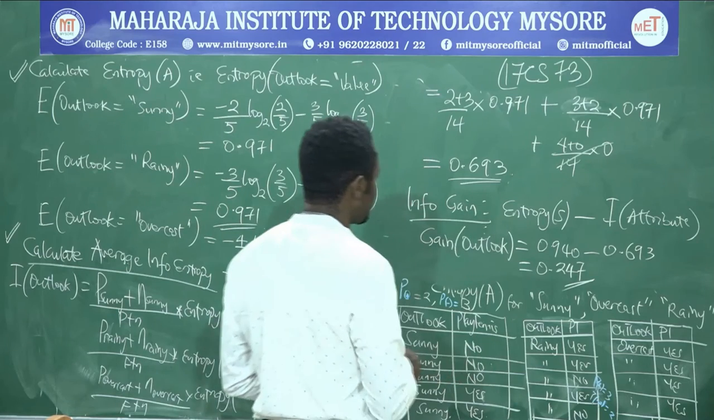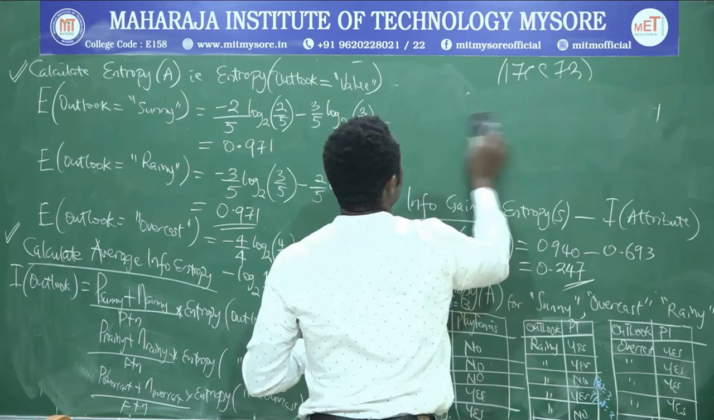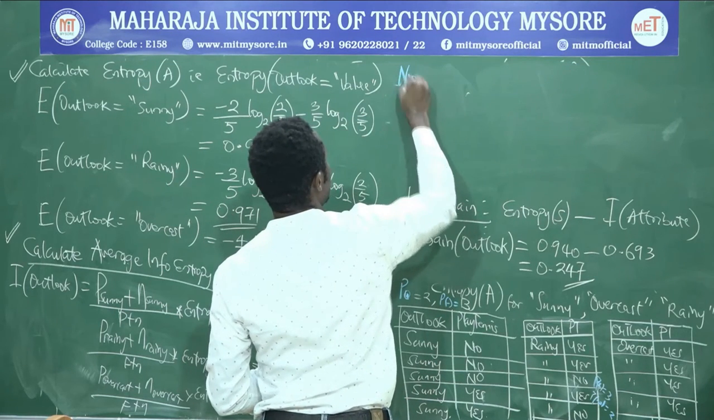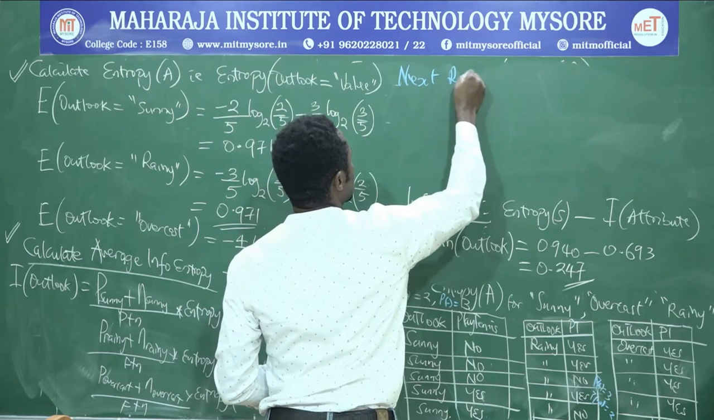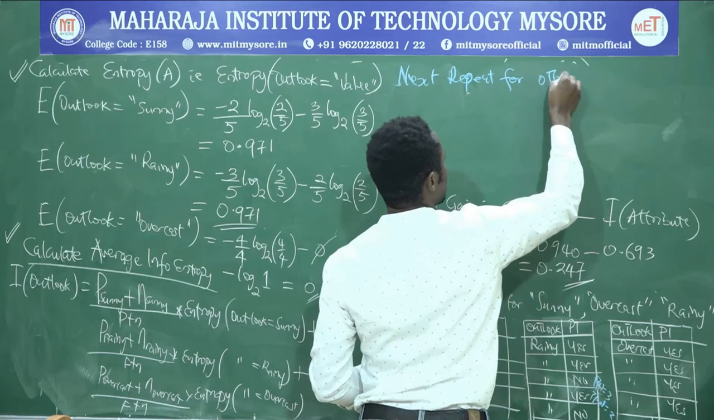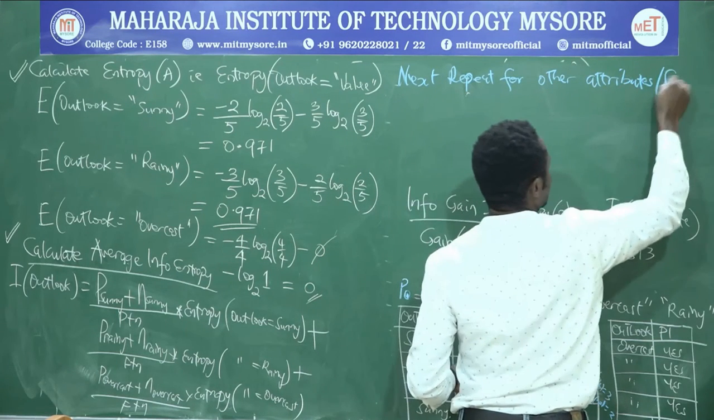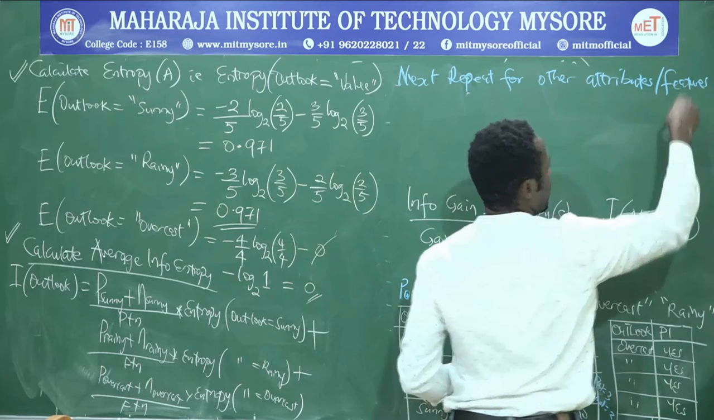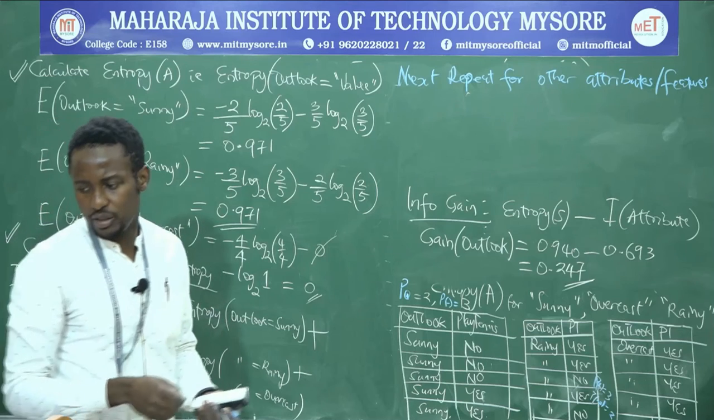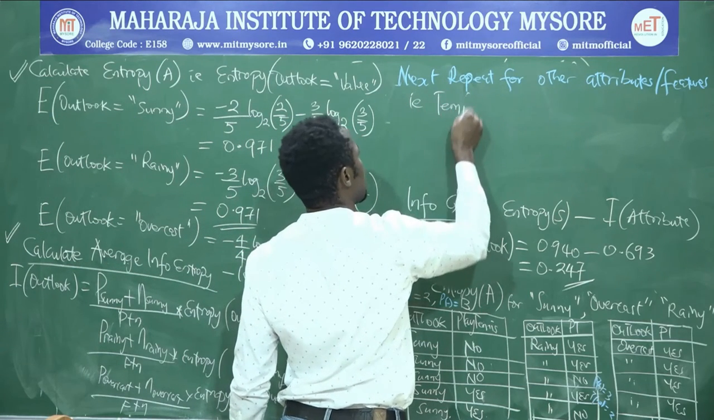So your assignment will be, next, repeat for other attributes. Attributes are known as features, or columns, that's it. So you have to do this for other attributes. What are the attributes now? Temperature, humidity, and windy.